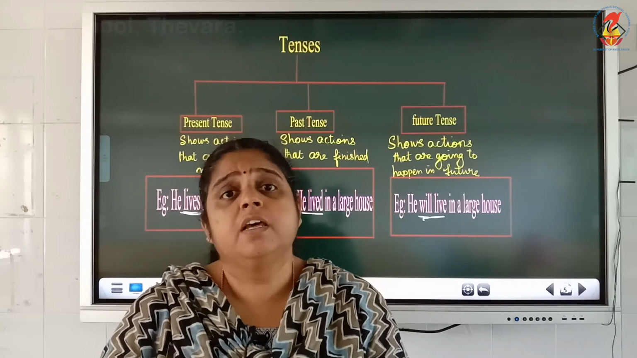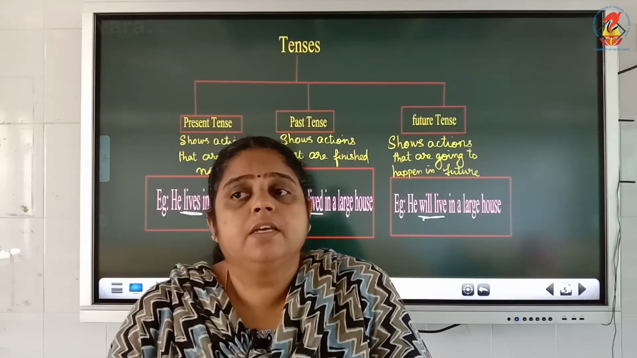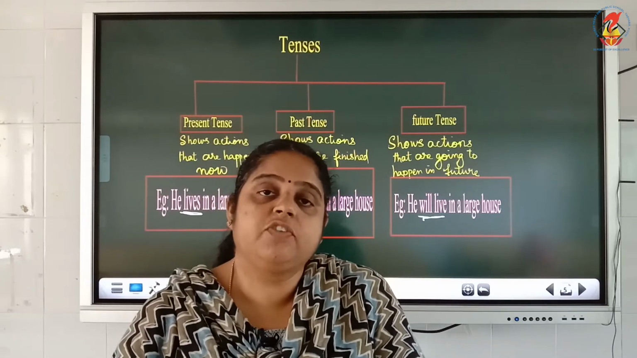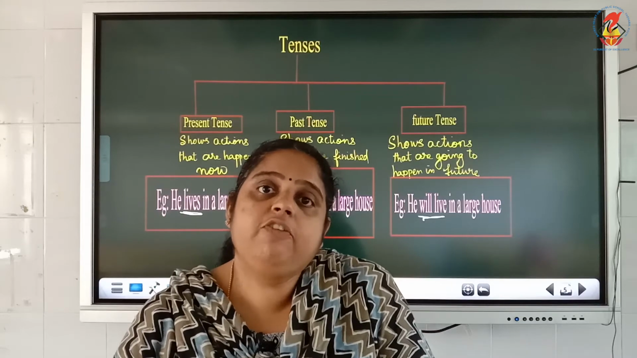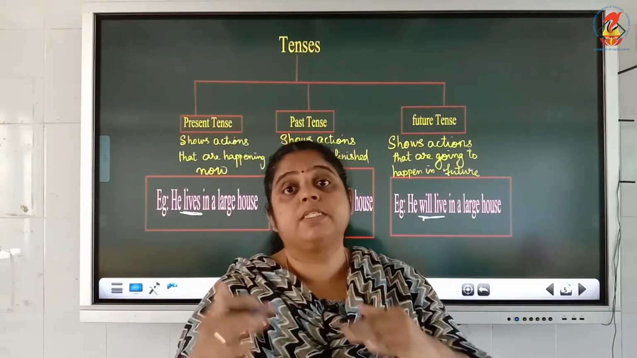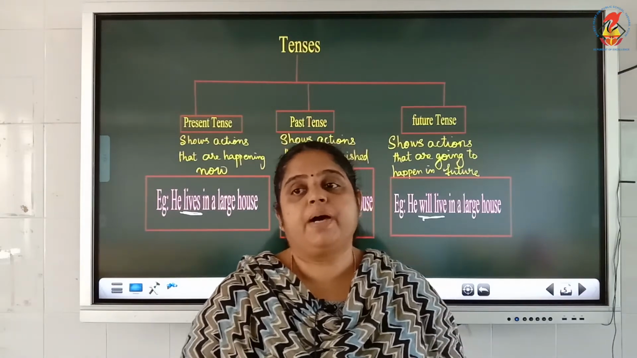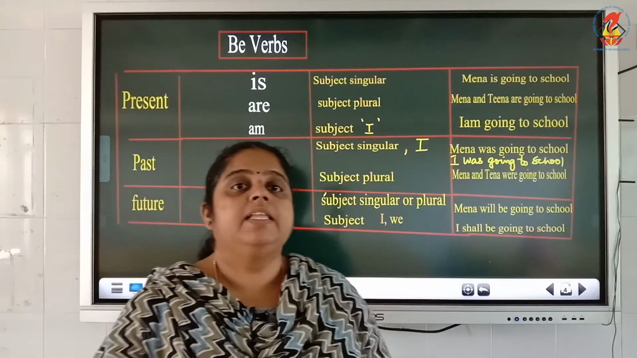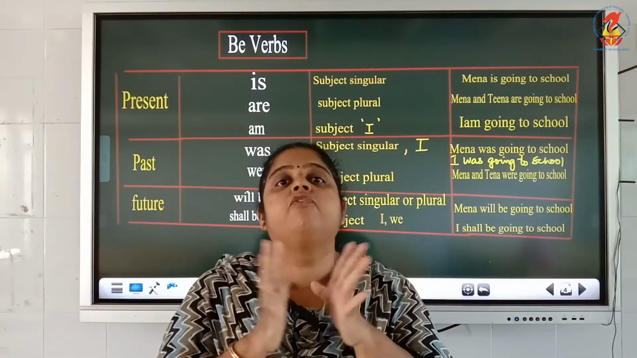When we spoke about the verbs in the previous chapters, we already saw what are be verbs. Do you know what are be verbs? The different forms of be. You have to learn these be verbs by heart. Okay, these are the be verbs. Is, are, am, was, were, will be and shall be. These are called the be verbs.